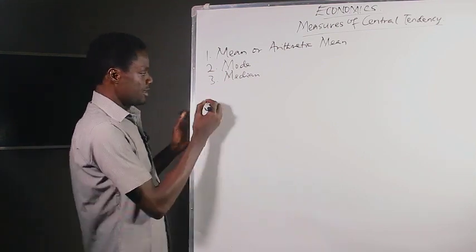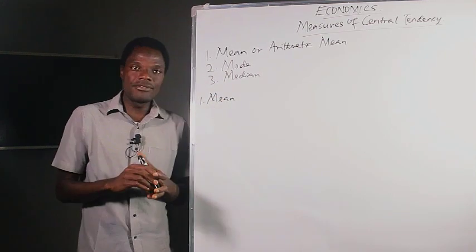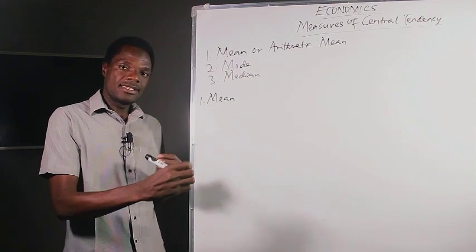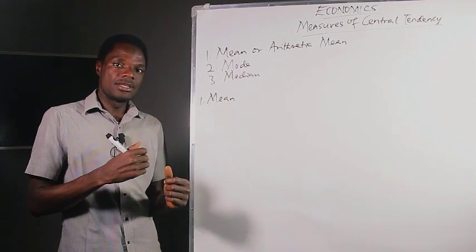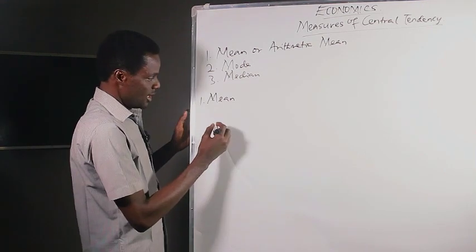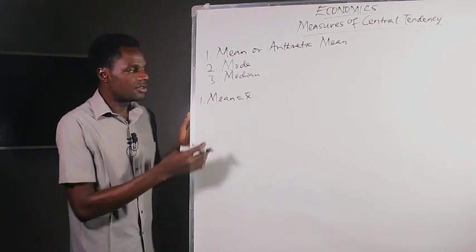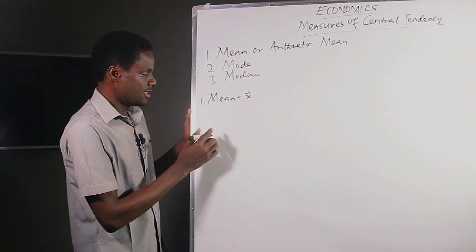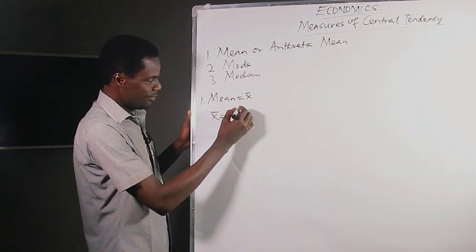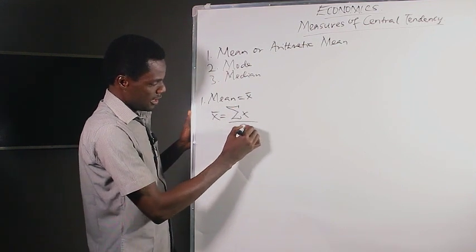Number one, when we say mean, it refers to the average of a given observation or data. That means the item that is neither high nor low. That means in between, the average. So this mean is represented by this symbol, and the symbol is pronounced as X bar. So this X bar is found by calculating the sum of X over N.